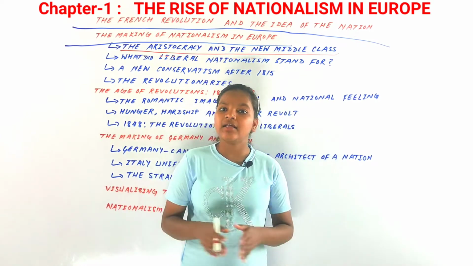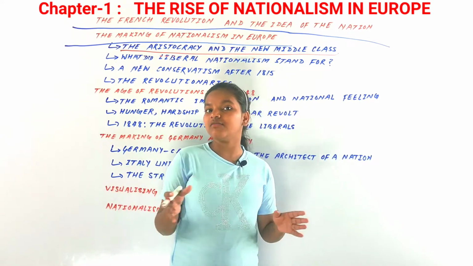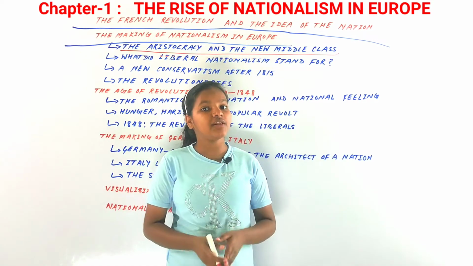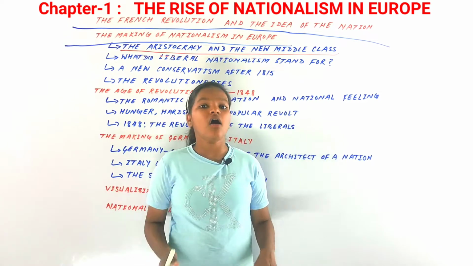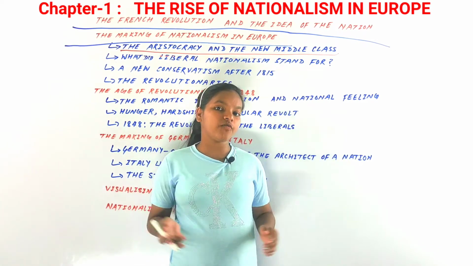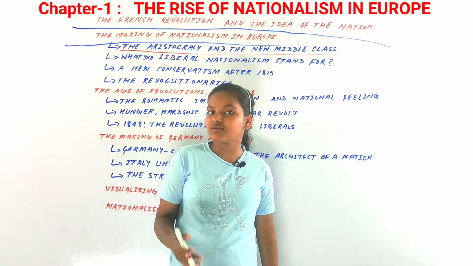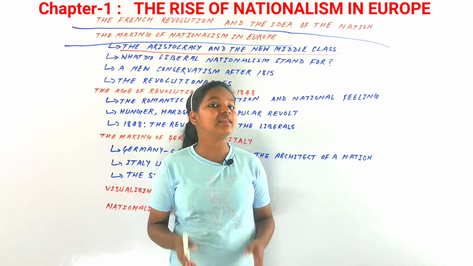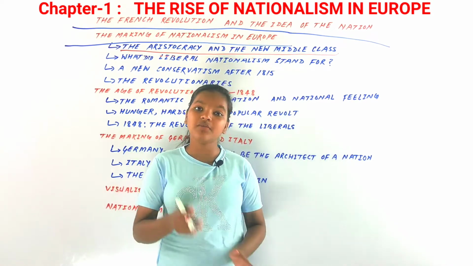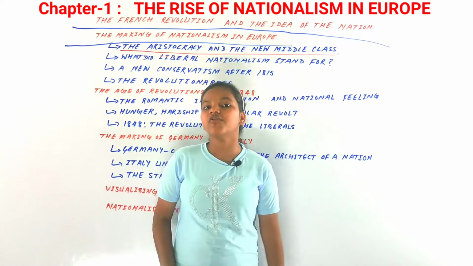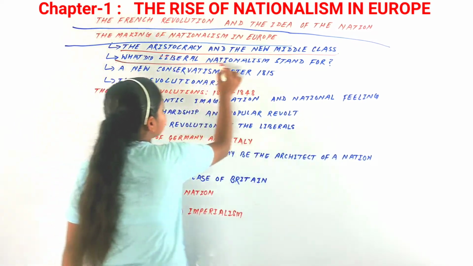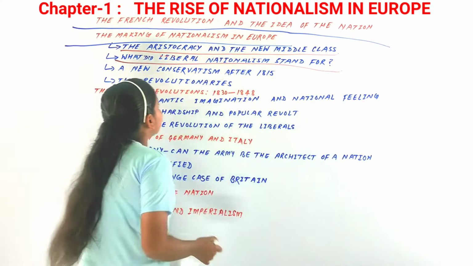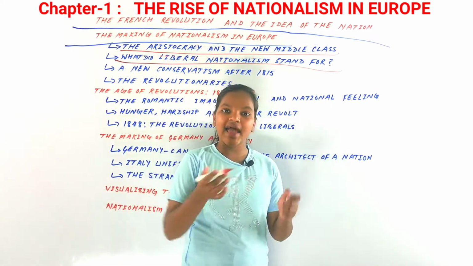And in that, there was the main contribution of the liberal nationalists, the liberal middle class nationalists, you could say. The whole idea of the emerging of nationalism in Europe was because of the liberal middle class nationalists. So our next subtopic is: what did liberal nationalism stand for?